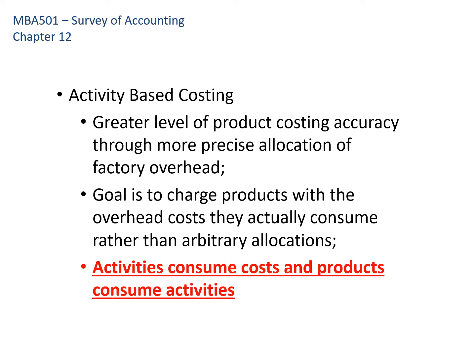The products that I'm making are going to consume activities. Some products require a lot of forklift driving, moving stuff around. Some products require a lot of engineering work. Some products require a lot of inspections. Other products don't. So we should use the extent to which a product consumes activities as a way to allocate the activities. And I'll show you an example here.